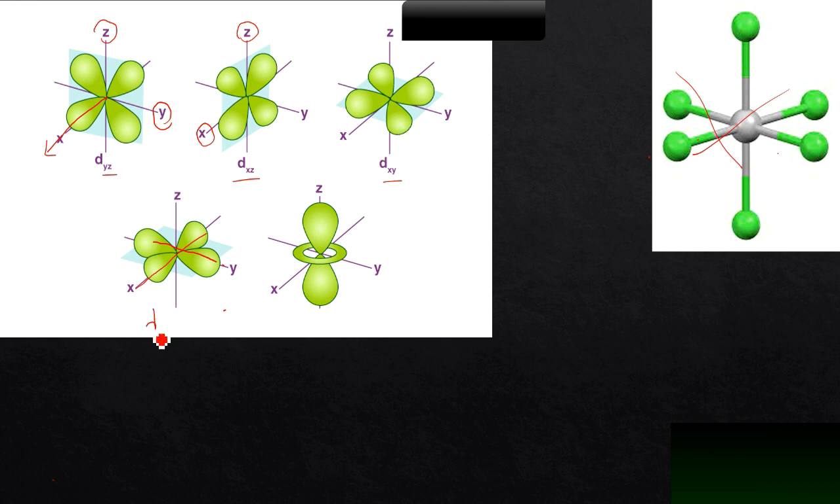The two remaining orbitals are dx squared minus y squared and dz squared. Here this is very important. Dx squared minus y squared is on the axes, on the x and y axes. Dz squared is on the z axis. That's an important thing. So you need a very good idea about these 5 orbitals: how these 3 are positioned in space between the axes, and how these 2 are on the axes themselves.